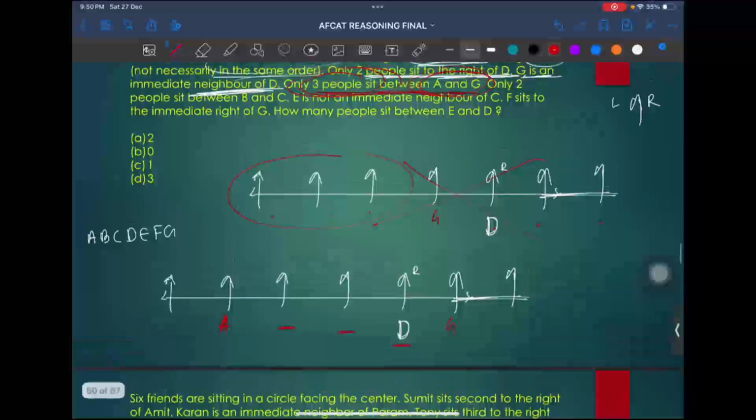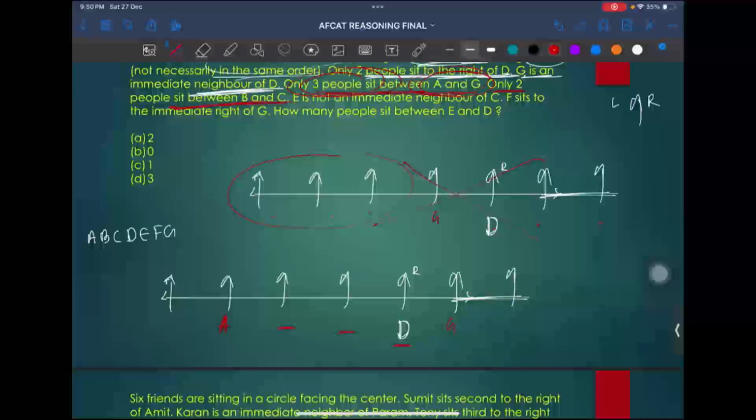Okay. And from the next statement, only 2 people sit between B and C. I don't know where B is and where C is, but I know that if B is here, 2 persons are in between and C will be there, or C will be here, 2 persons are in between, and B is here. Okay. E is not an immediate neighbor of C. If C is here, E will not be here or here.